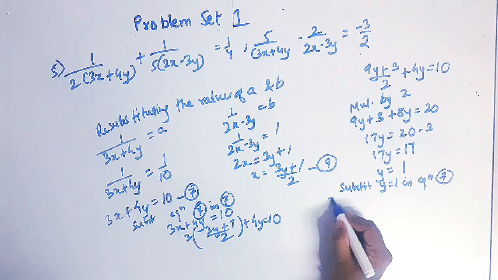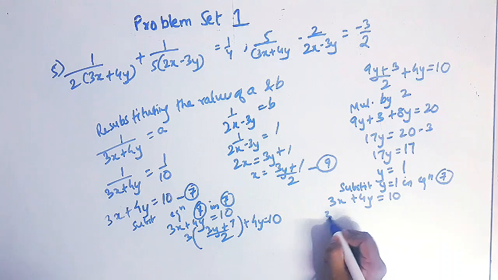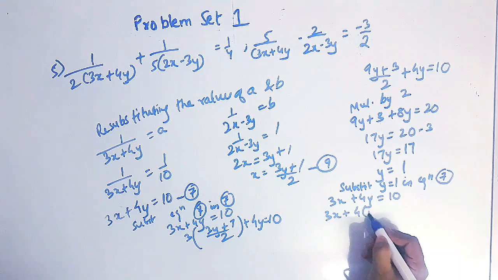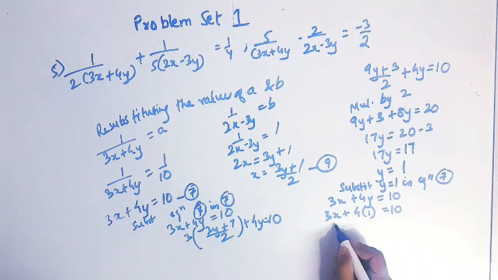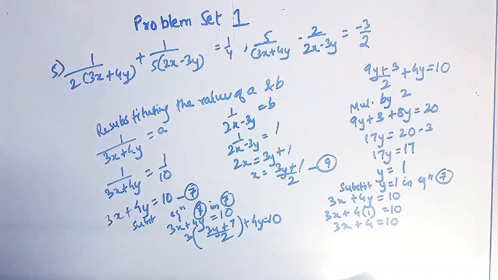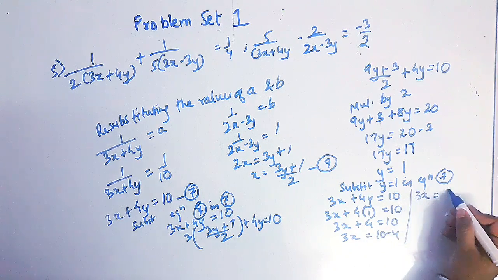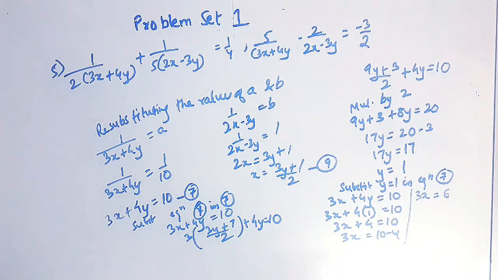So you got 3x plus 4y equals 10. 3x plus 4, and this y is 1, equals 10. 3x plus 4 times 1 is 4, equals 10. Now you can see 3x is equal to 10 minus 4. So here 3x is equal to 10 minus 4, which is 6.